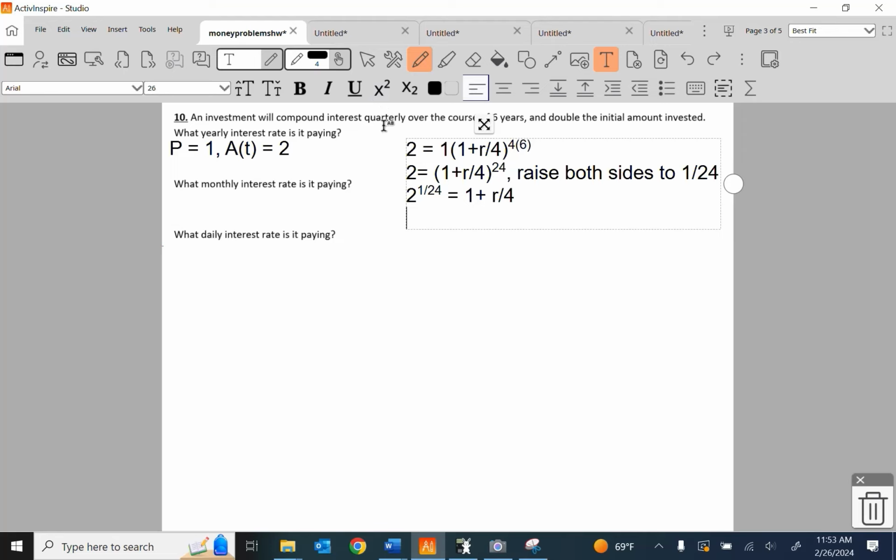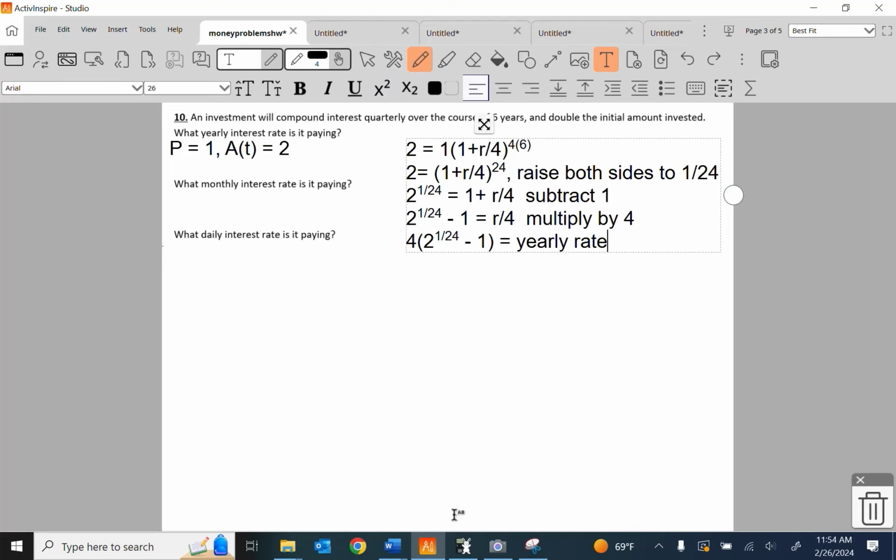And I'm going to do everything on paper real quick. So 2 to the 1/24th. You can go ahead and figure that out in the calculator if you want to. Minus 1 equals r over 4. Took away 1 from both sides, subtract 1. Next step would be to multiply by 4. And I end up with this funny looking thing. 4 times 2 to the 1/24th minus 1 is my yearly rate.